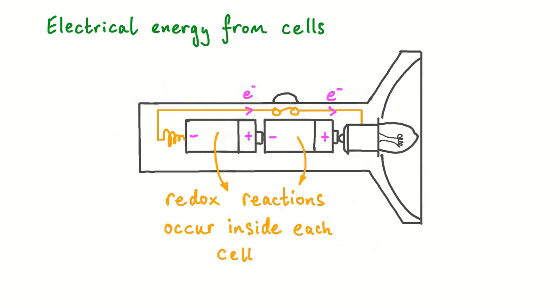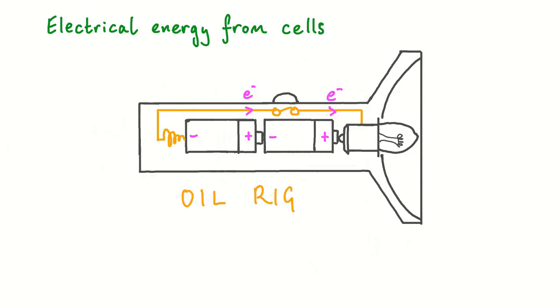The type of chemical reactions that occur in each cell are called redox reactions. In a redox reaction, electrons are transferred from one chemical species to another. Redox reactions therefore involve species being either oxidized or reduced. If a species is oxidized, it loses electrons. If a species is reduced, it gains electrons. Oxidation and reduction are easily remembered using the mnemonic OIL RIG.